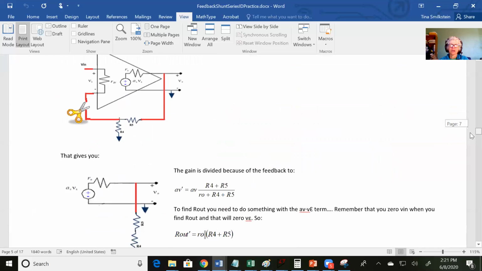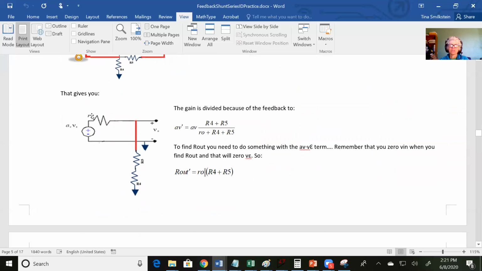On the R out side, our original RO was 1 over GM, if you remember the example. The original voltage amplifier had a common collector on its output stage, so its R out was 1 over GM. What you end up with here is, if R4 and R5 are small, then you get a big voltage drop across that 1 over GM, and your V out will get smaller and your gain will get smaller. But if you have a really big R4 and R5, then your V out stays large.